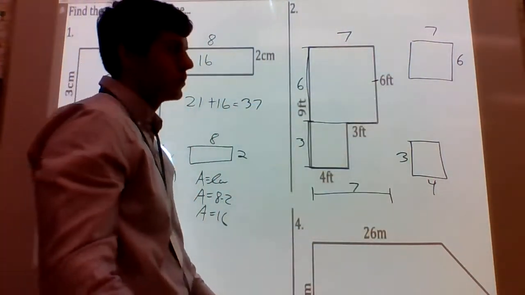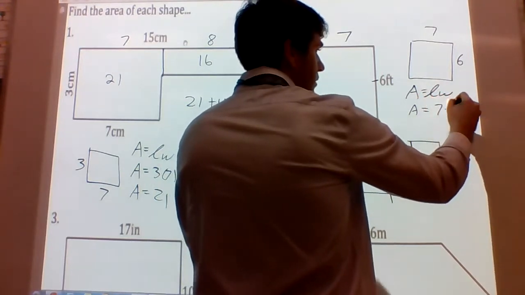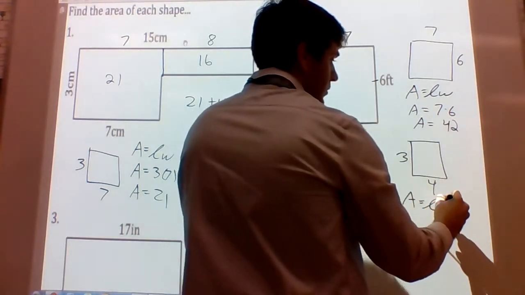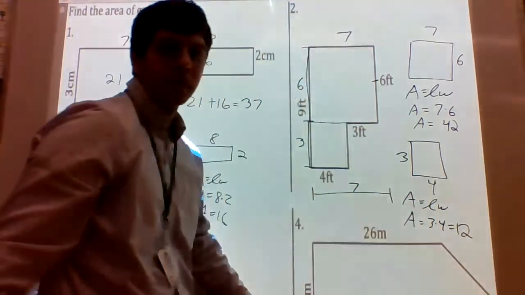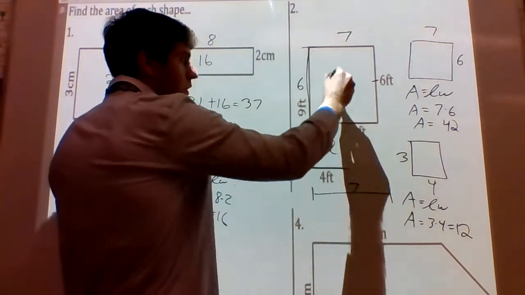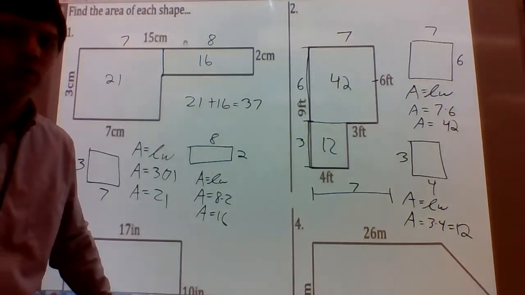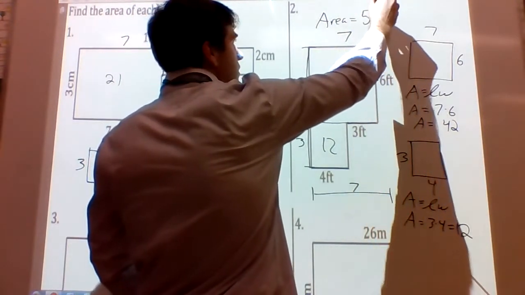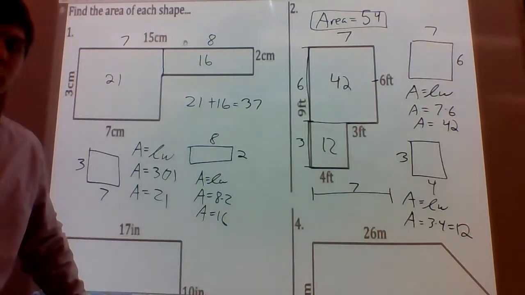So the area of a rectangle is length times width. So we have 7 times 6, which is 42. Here we have length times width. So we have 3 by 4, which is equal to 12. So if the area here is 12, the area here is 42. We have to add them together, and our total area is going to equal 54. 42 and 12 is 54.